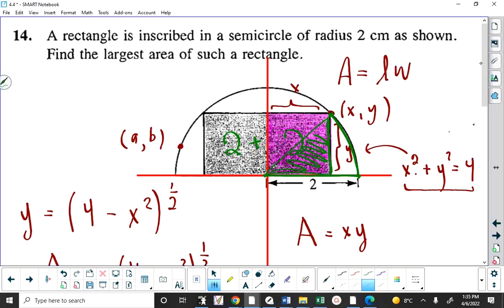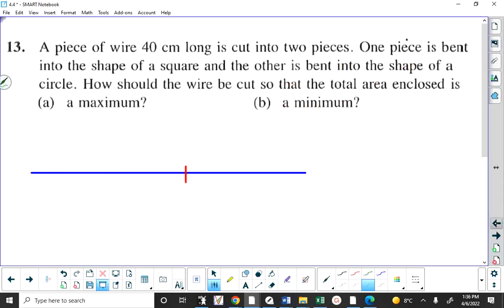Any other questions? Sure. That'll probably take us to the end.